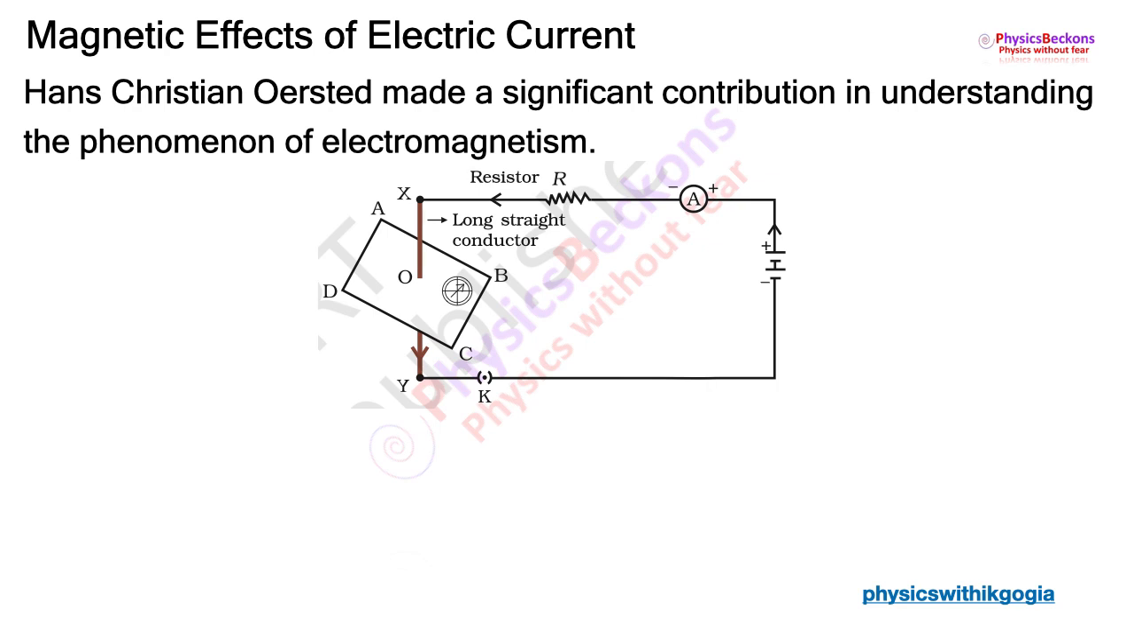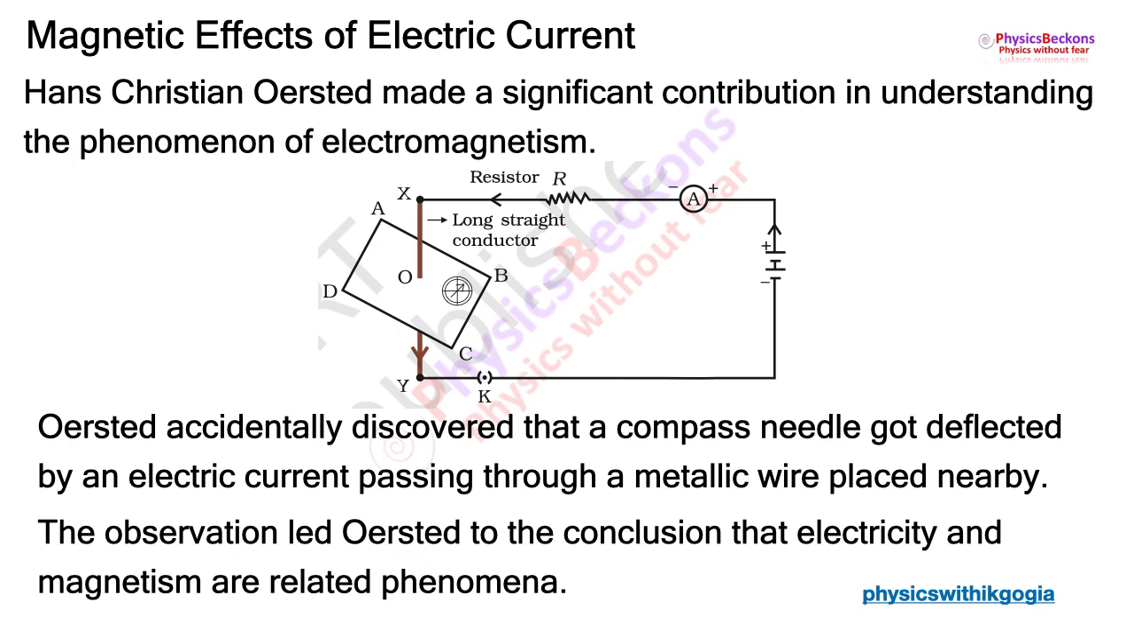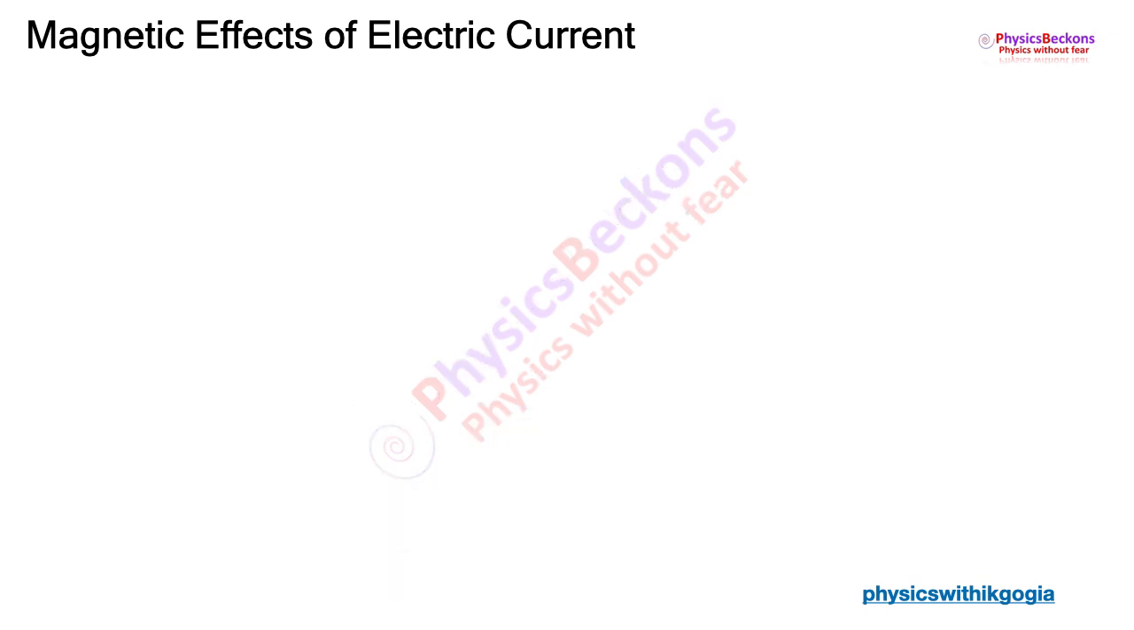Oersted made a significant contribution in understanding the phenomena of electromagnetism. Here, electricity and magnetism are interrelated, hence we use the term electromagnetism. The discovery of magnetic effect was accidental. Oersted accidentally discovered that a compass needle gets deflected by an electric current passing through a metallic wire placed nearby. The observation led Oersted to the conclusion that electricity and magnetism are closely related phenomena.